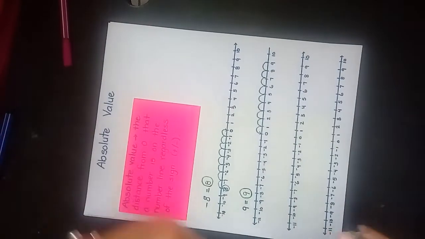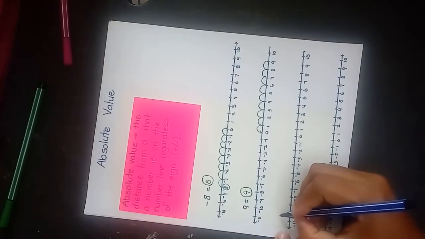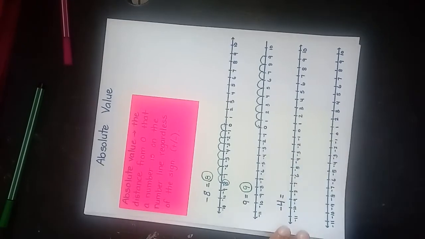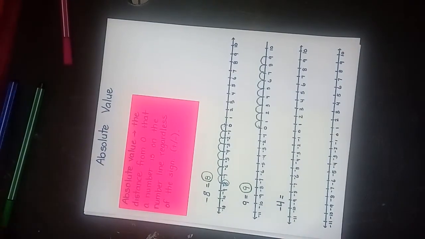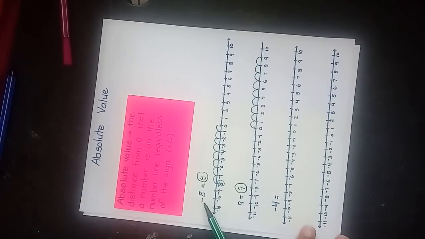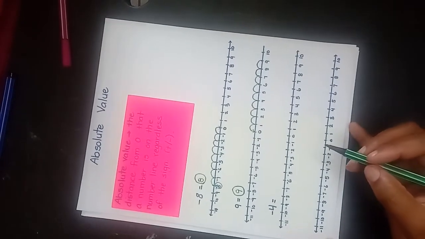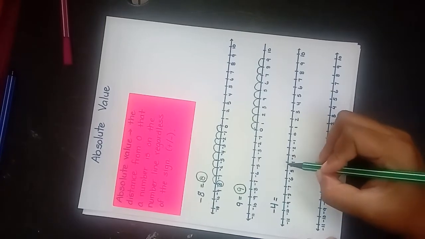Okay, let's do one more. Let's do the absolute value of -4. Let's find what is the absolute value. What do you think that number would be? Okay, if you look at the example here, what do you think this number would be? A negative 8, the absolute value is 8. Positive 9, the absolute value is 9. What do you think this one would be? Alright, let's work it out to see if it's what you thought it was.